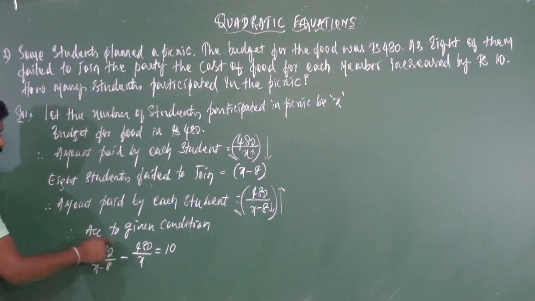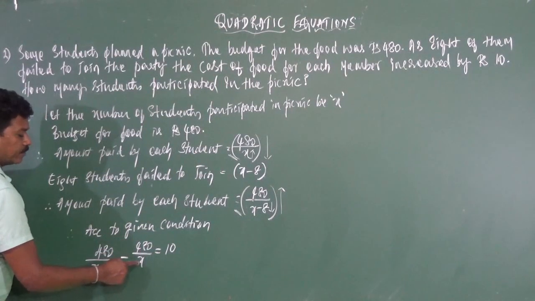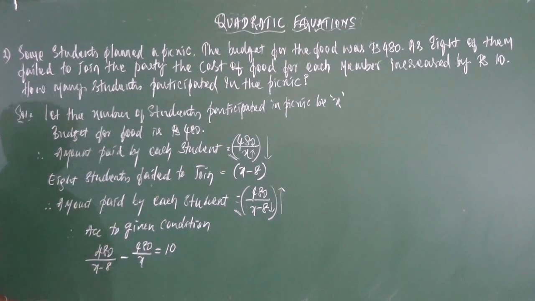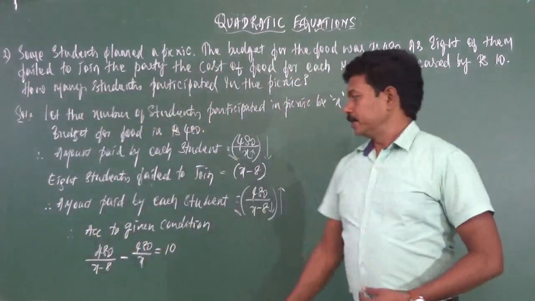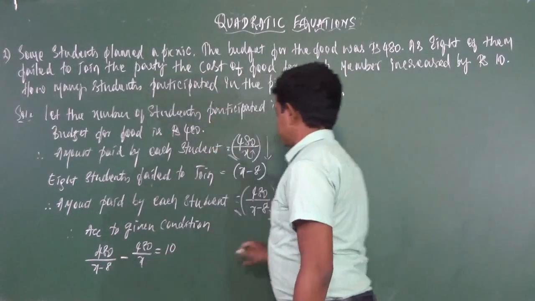So this is the bigger amount. The amount paid by each student here is bigger. Amount paid by each student here is smaller because we have other students here. So the difference between the amount paid by the students in both the cases, the difference is 10 rupees. So we can go with the LCM here at this point. So 480 by x minus 8 minus 480 by x, we will take the LCM for this.